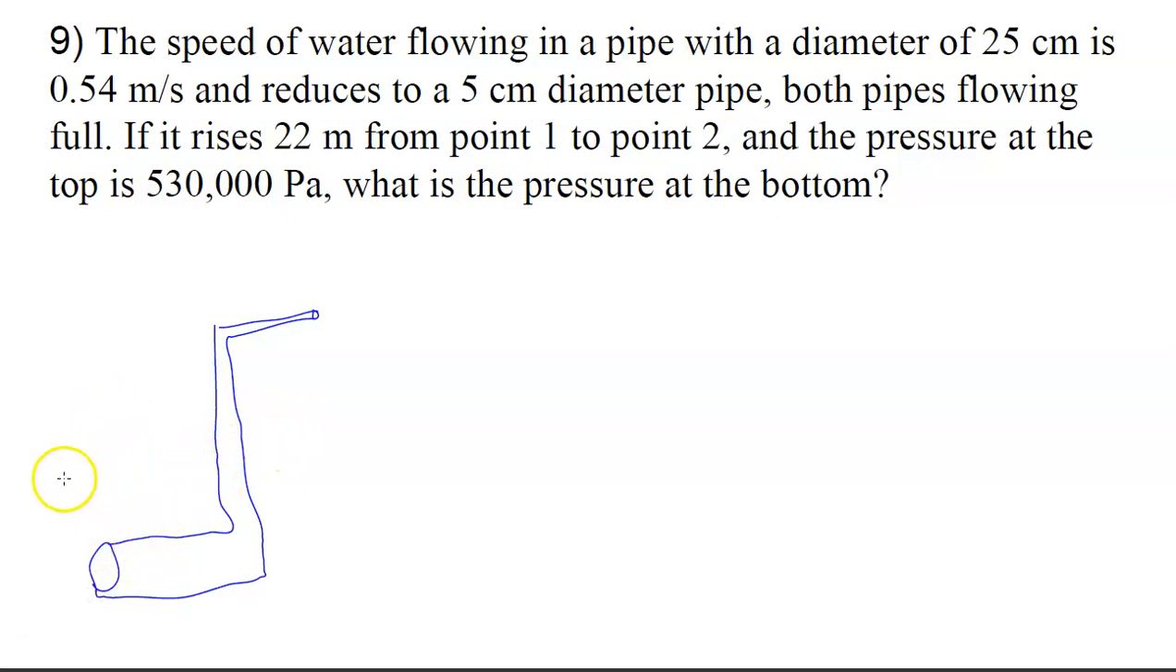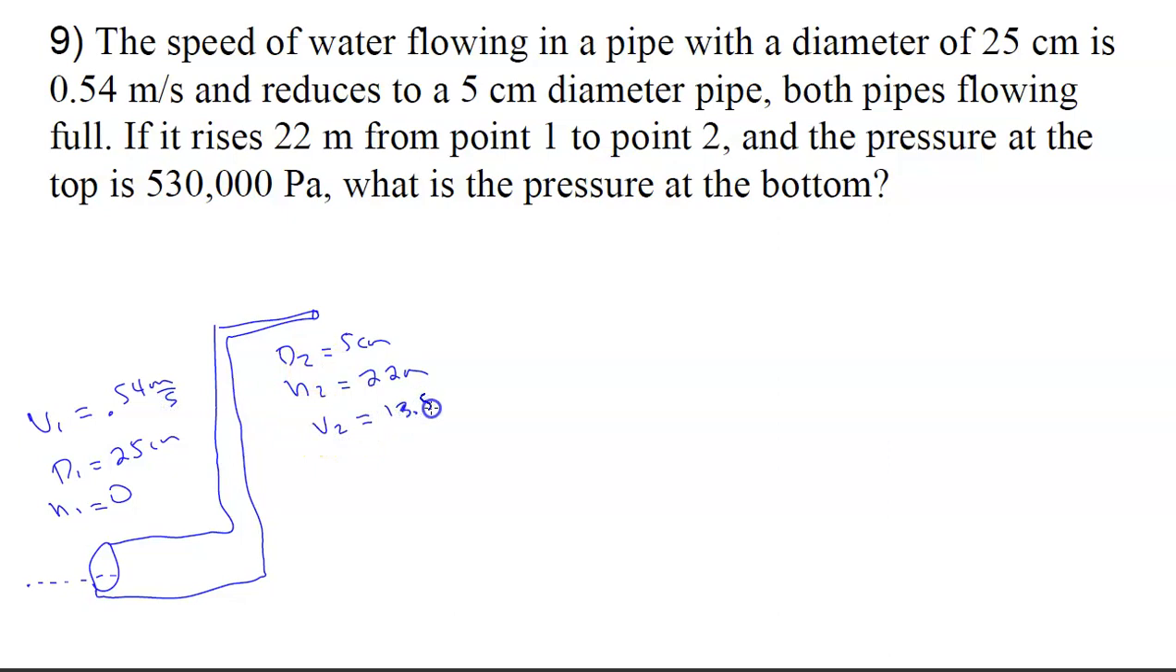All right. So diameter 1 is 25 centimeters. Diameter 2 is 5 centimeters. This one's on the ground, so I would call the height here 0, and then it goes up 22 meters. So I'd put those down. And we just found the velocity for this. Velocity 1 was 0.54 meters per second, and the number we just got, V2, was 13.5 meters per second. It's got to speed up a whole lot to do that.